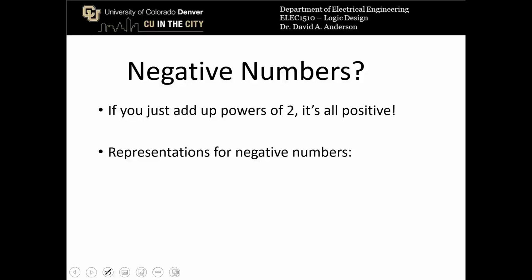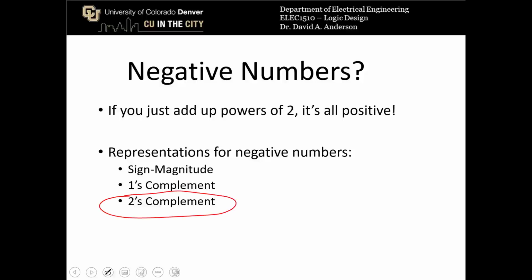There are 3 main ways that negative numbers are represented, and only one of these 3 is really ever used. There's sign magnitude format, 1's complement, and 2's complement format, and 2's complement is generally going to be the one that's always used. It's the least straightforward of all of the methods, but it's the most often used.